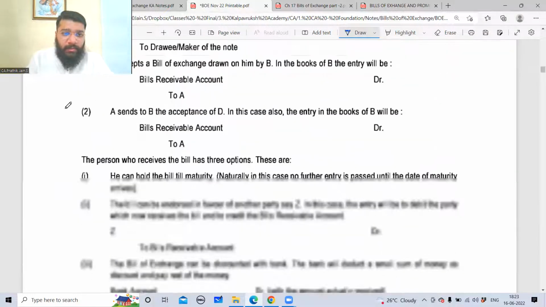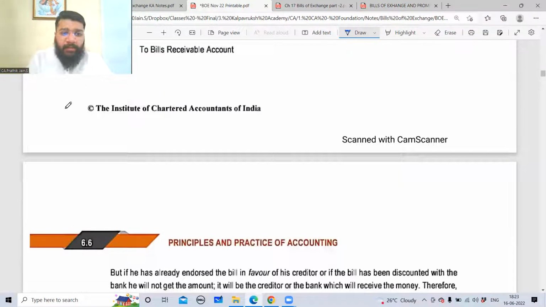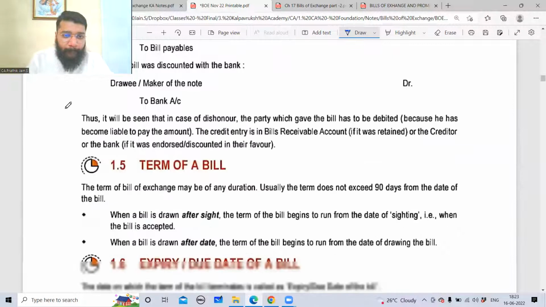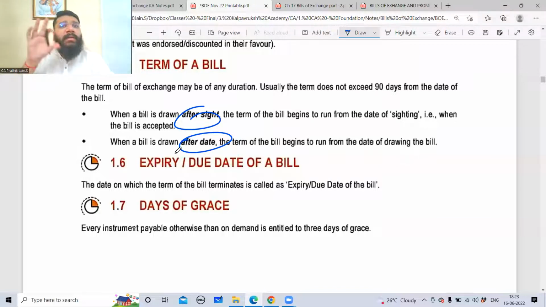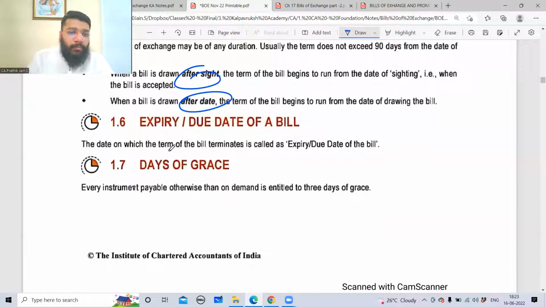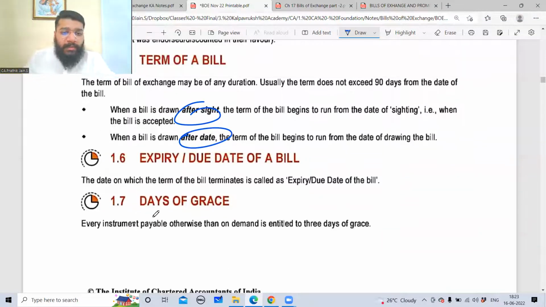Next, these are the accounting entries we learned. They have given them theoretically. Term of bill, guys, we've learned what is after sight, after date, everything is given. Here it is given in a scattered manner; in my notes, I've given it to you properly. The days of grace should be 3 days. All that has been given.